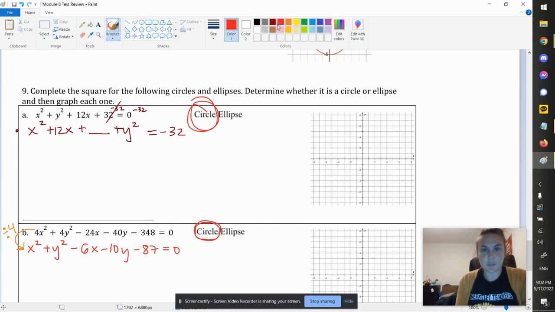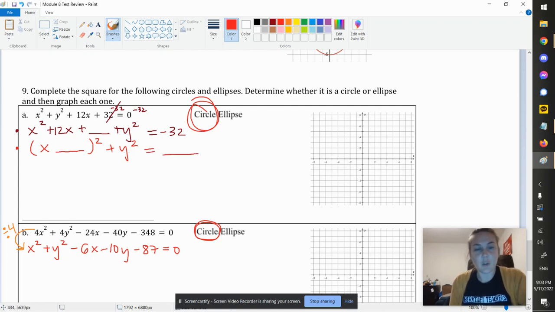Our next setup step, we'll do this in rainbow order so you can tell what order I do these in. Our next setup step is saying our answer is going to look something like this. X plus or minus something squared plus y squared equals some number. And I know it's just going to be y squared because there's no like 5y or negative 6y or something like this.